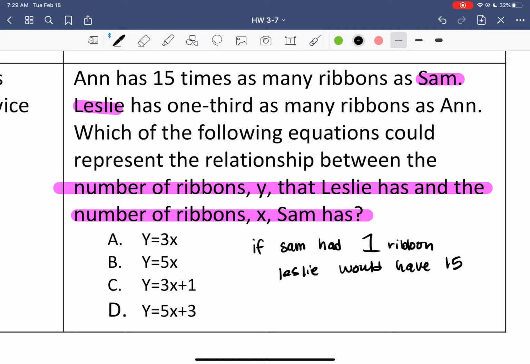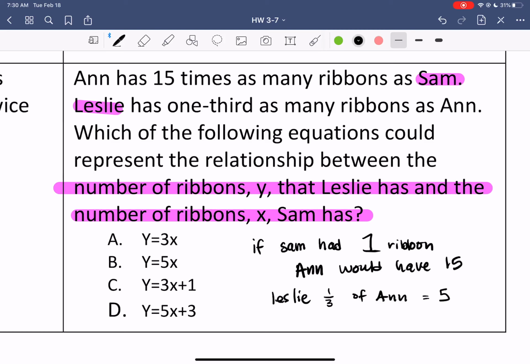And then it says Leslie has 1/3 as many ribbons as Anne. Oh, sorry, I wrote this wrong. Not Leslie, sorry. Anne would have 15 ribbons. And then Leslie, if she has 1/3 as many as Anne, so 1/3 of 15, would equal 5, because 5 times 3 is 15.